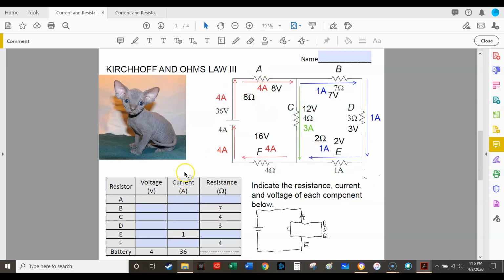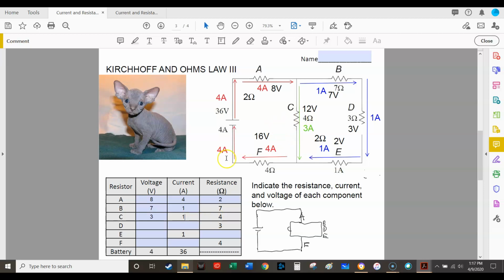So let's just look at A right now. Voltage at A is 8. The current is 4. And that should actually be 2, not 8. So I'm going to put in 2 here because 8 divided by 4 is not 8. Good Lord. B is 7 volts, 1 amp, and 7 ohms. C is going to be 3 volts, 1 amp.